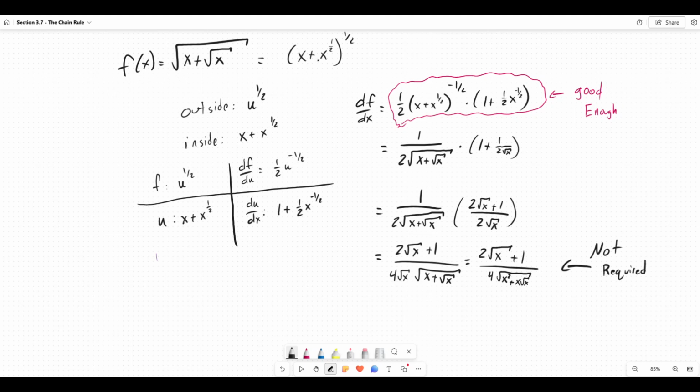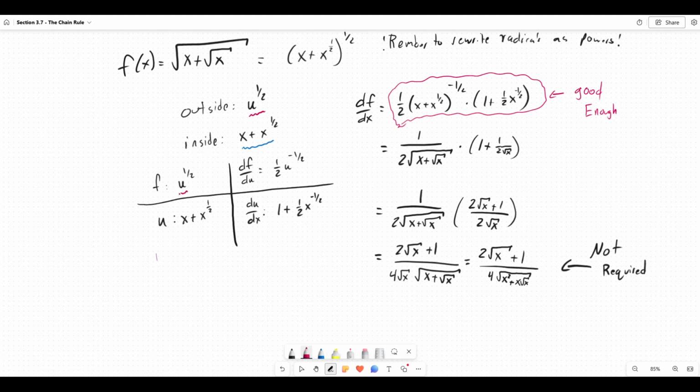Now, first thing I'm always going to do, remember, I'll write that right here. Remember to rewrite your radicals as powers, which I'm going to rewrite as x plus x to the 1/2, all raised to the power 1/2. So outside, we have something raised to the power of 1/2. Inside is x plus x to the 1/2.